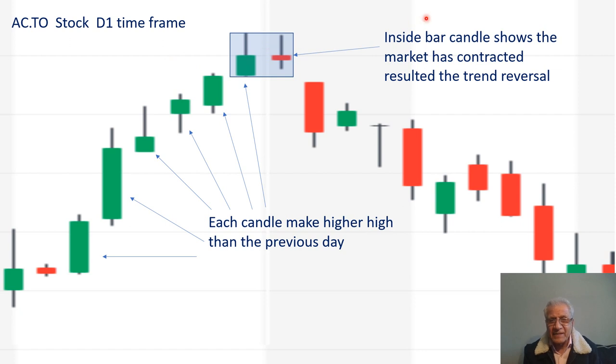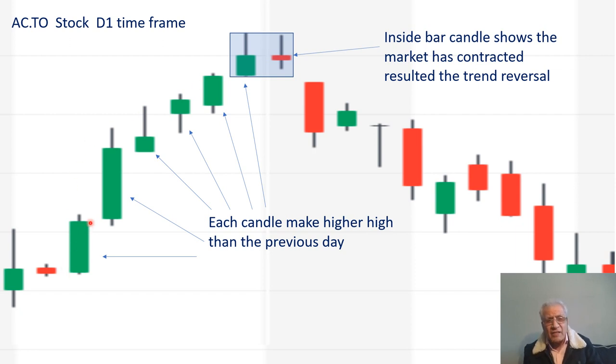In this graph, that is Yahoo Finance Air Canada stock D1 time frame, I want to show you clearly what is the psychology behind inside bar at the top of an upward trend. Look at the inside bar. What is the characteristic of inside bar? Inside bar candles show the market has contracted, resulting in trend reversal. So when you see an inside bar, that means indecision, low volatility, quiet market.